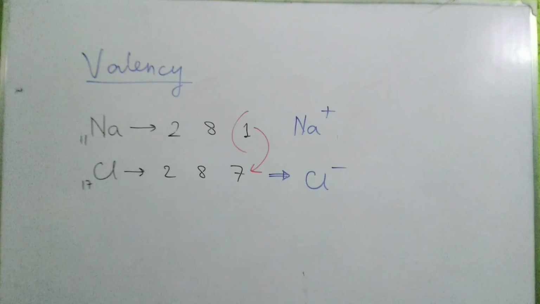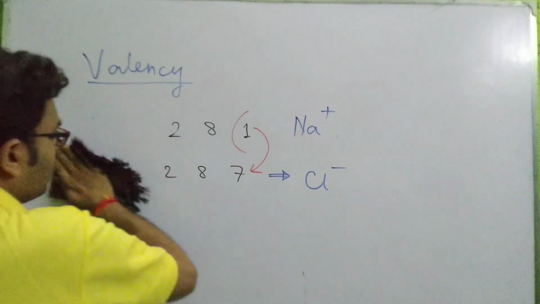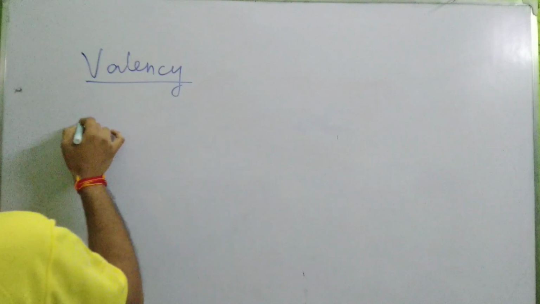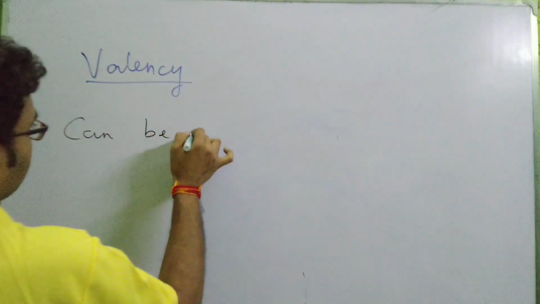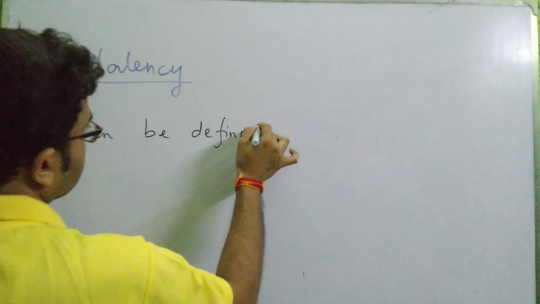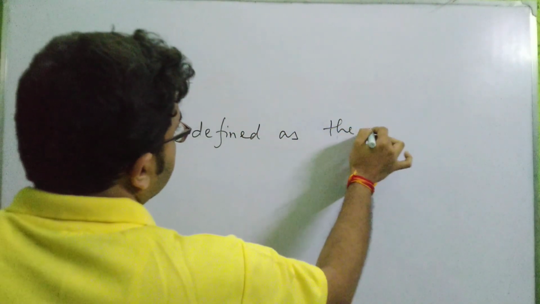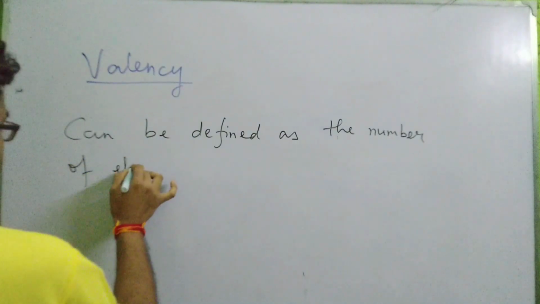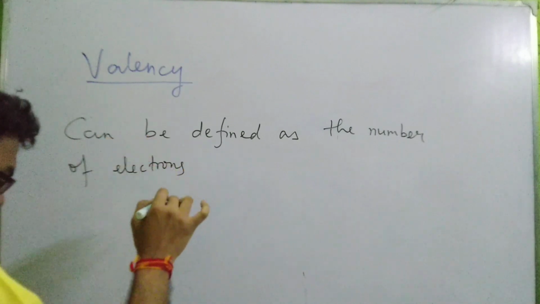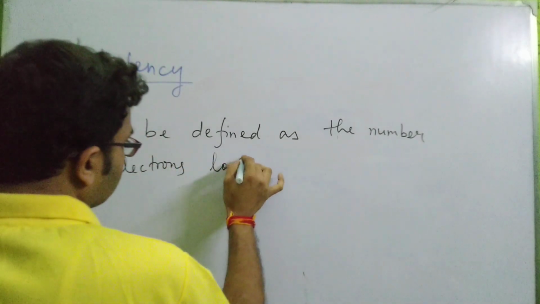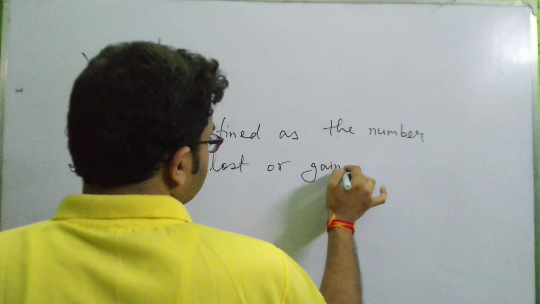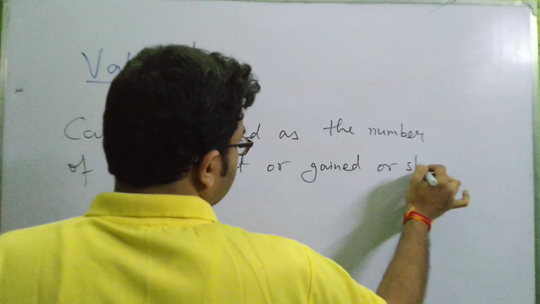So how can we define valency? I am just writing it on the board. Valency can be defined as the number of electrons lost or gained or shared. Three terms are there.